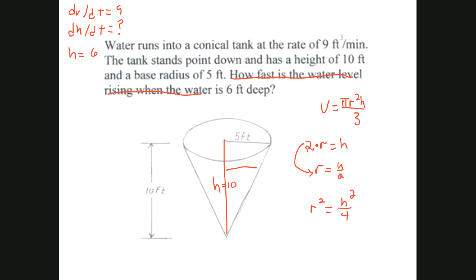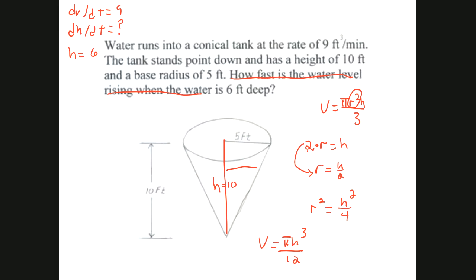Because what I really want to do is rewrite this equation and replace the r squared. Well, in place of r squared, I'm going to put h squared over 4. So now my volume equation is, watch this, this is kind of tricky, pi times h to the third over 12. Is that a true statement? Okay, because I just put h squared over 4 back in where r squared was. So now I have volume is equal to pi h to the third over 12.